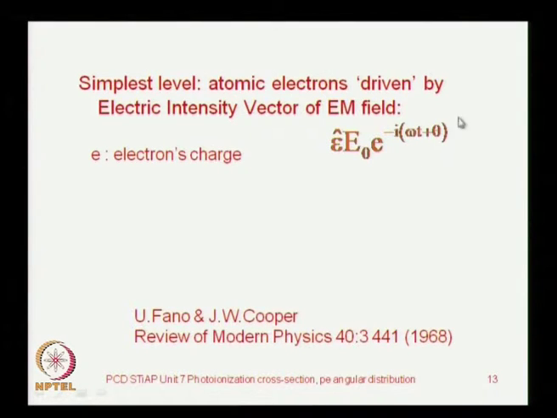So, you have an electromagnetic field whose electric intensity vector is described by this vector here, which is E0 e to the minus i omega t, with a certain phase factor. Let us say the electron's charge is e. A classic reference for this is a review by Fano and Cooper in 1968, which I have referred to. I will also have it uploaded on the course web page. It is a very good paper which describes this phenomenon.